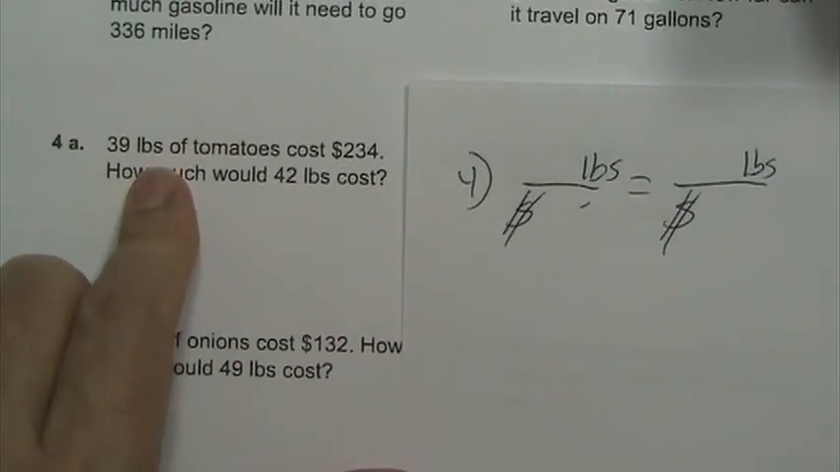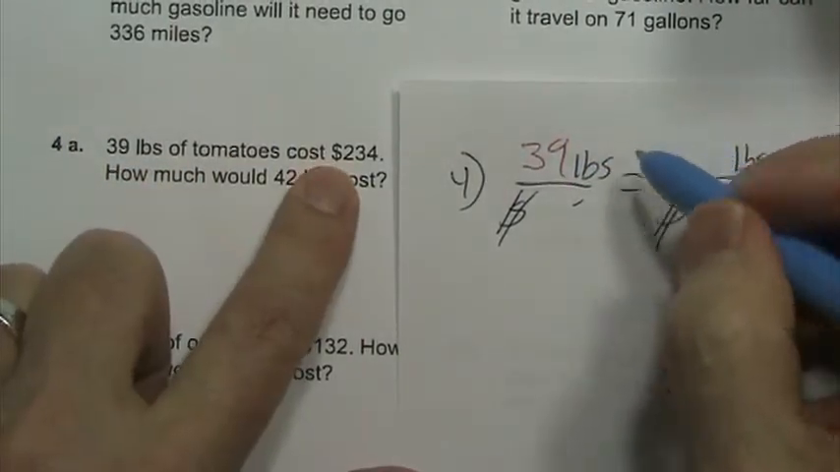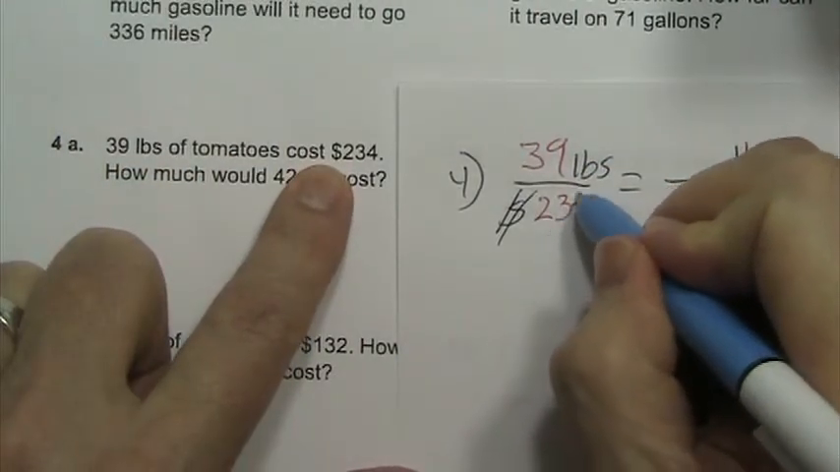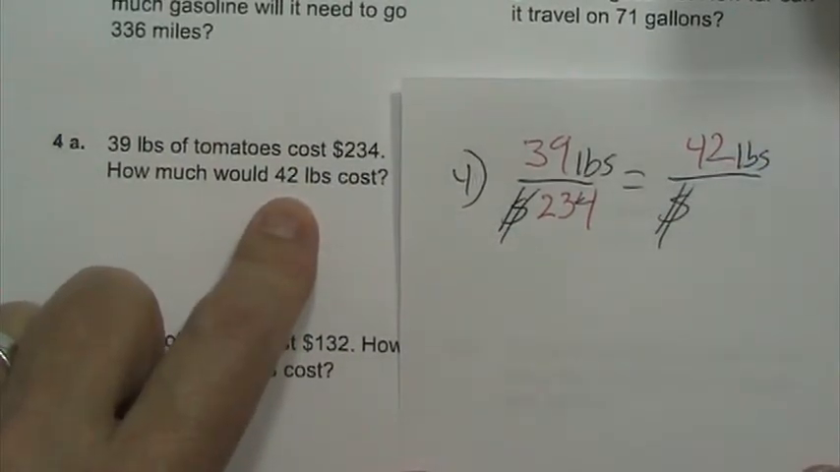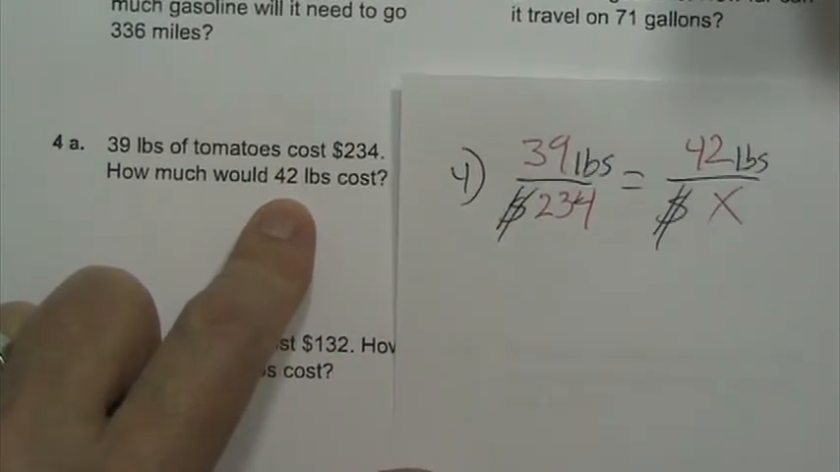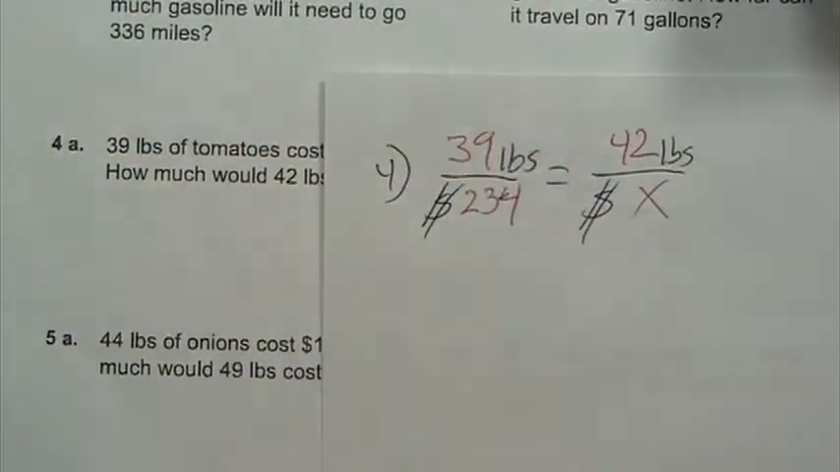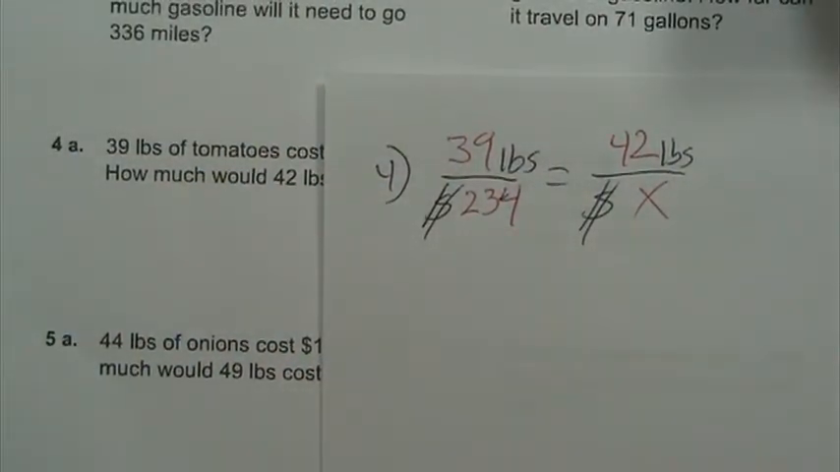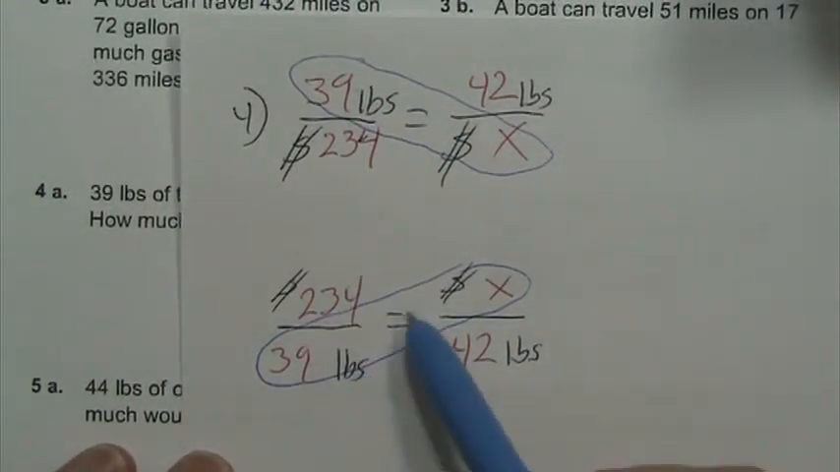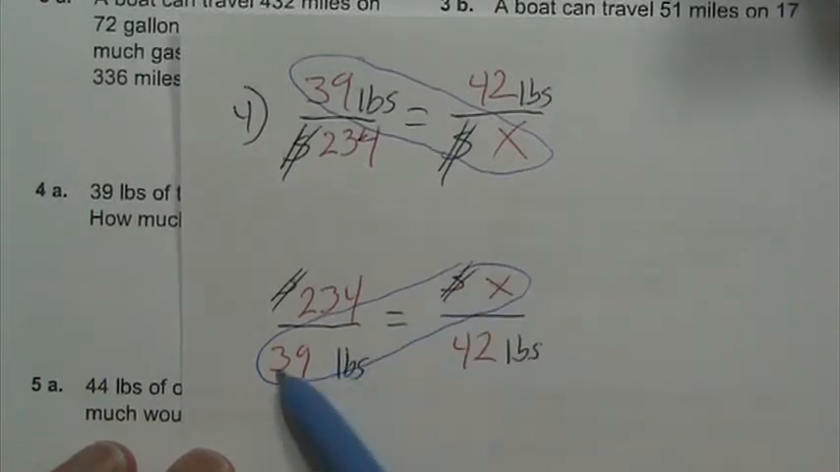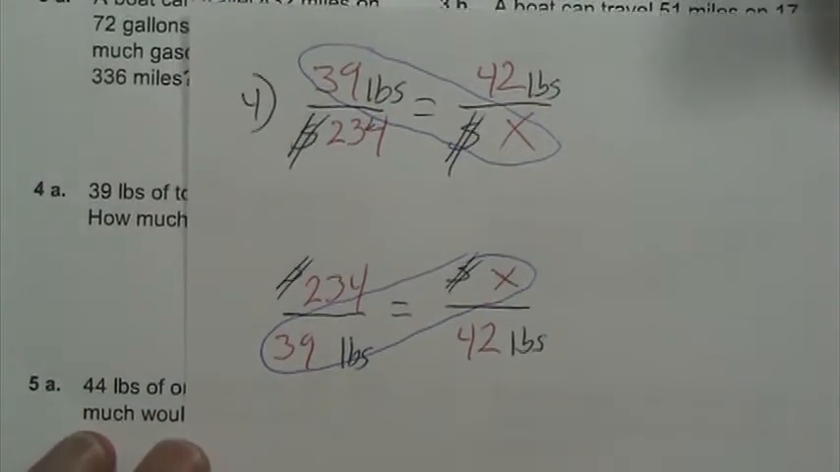Now I'll put the numbers in. I have 39 pounds, $234. How much for 42 pounds? So see, if I set up like that, it's going to look like this. Or it could be the other way around. It doesn't really matter. Now I wanted to show you that in case I wrote it the other way, dollars over pounds, notice that the X and the 39 are still diagonal of each other. So you will end up with the same answer.